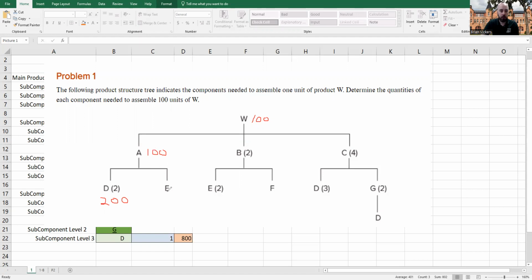Follow it down here. 100 times 1 is 100. Now 100 times 2 is 200. 200 times 2 is 400. 200 times 1 is 200. 100 times 4, I need 4 C's for every 1 W, and I need 100 W's, so I need 400 C's total.